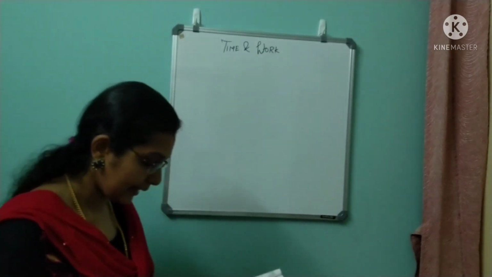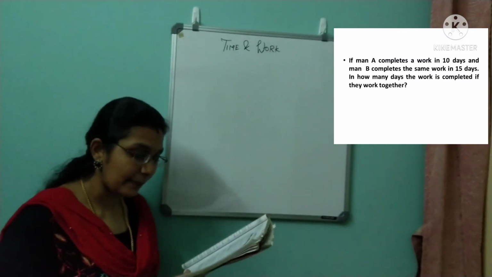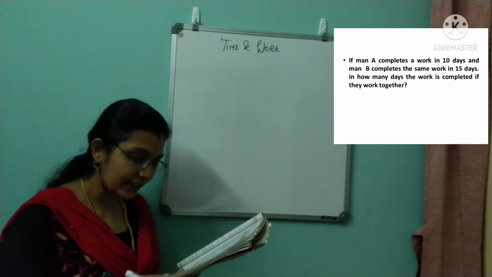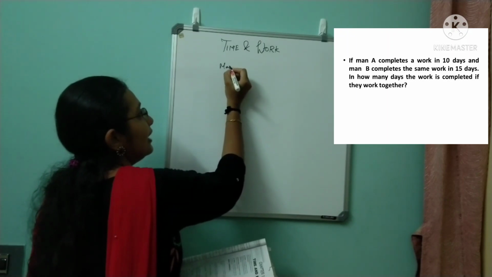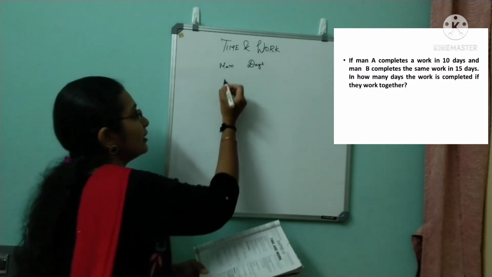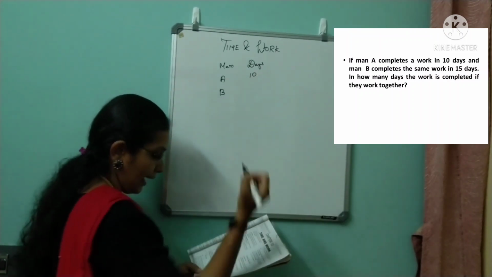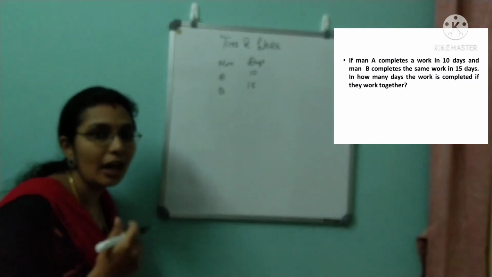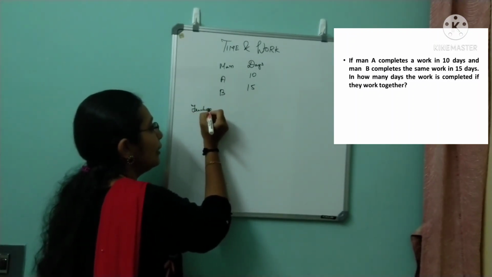The first question is like this, you can see it on the board. If man A completes a work in 10 days and man B completes the same work in 15 days, in how many days is the work completed if they work together? Just for your understanding I am writing this as A and B; for the exam you need not write like this. Man A completes the work in 10 days and man B completes the same work in 15 days. The first method to solve this is by fraction or efficiency.